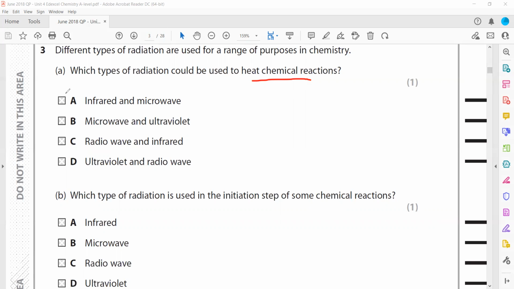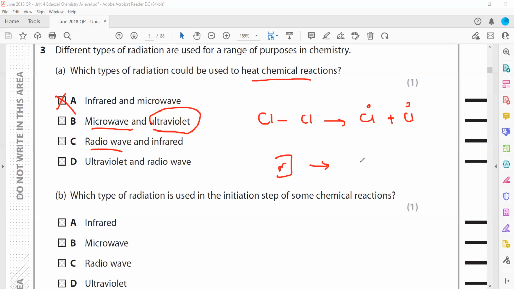So the correct answer is A. Why not B? Because microwave can be used to heat, but ultraviolet is used to break the bond. Due to ultraviolet light, if you remember, homolytic bond breaking occurs and it produces a radical. The purpose of the radio wave is to be absorbed by the atom, which flips between the states in the magnetic field and releases energy back. So in NMR, we use radio waves. Infrared heat radiation or microwaves can be used to supply heat energy or make the substance warm.